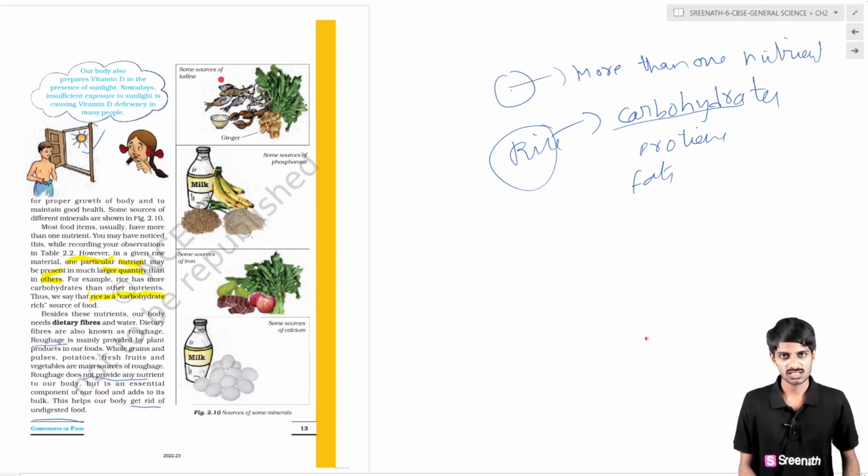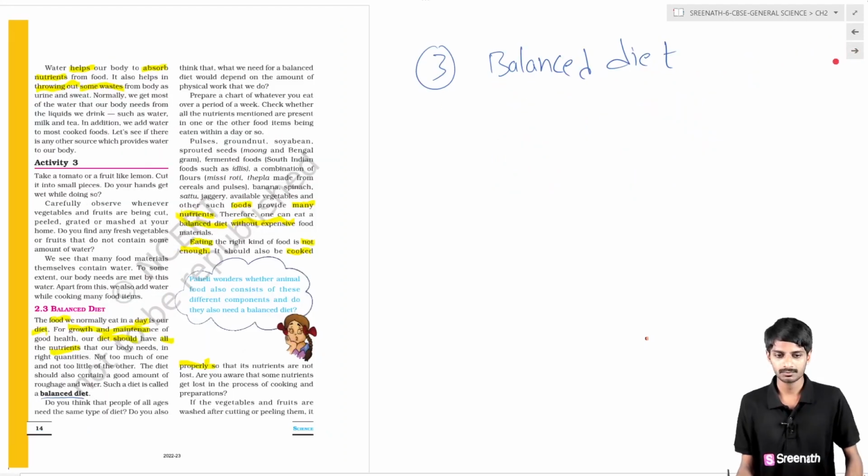What are the sources of some minerals? These are the sources of iodine. These are the sources of phosphorus. These are the sources of iron. These are the sources of calcium. These are the minerals which we want in much lesser quantity for our body.